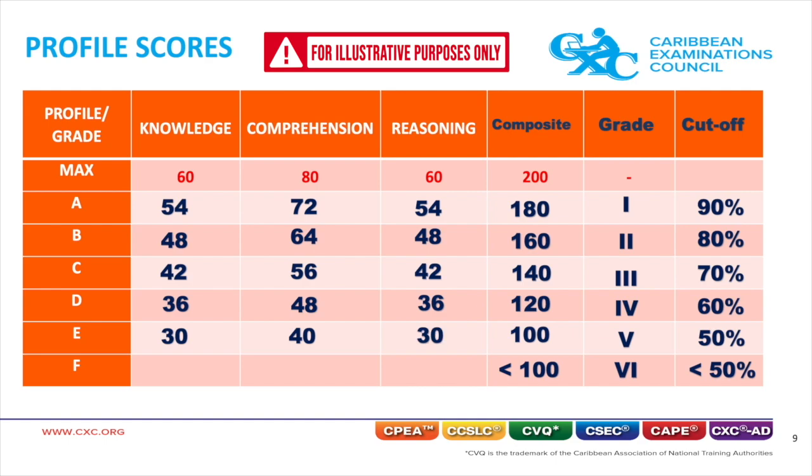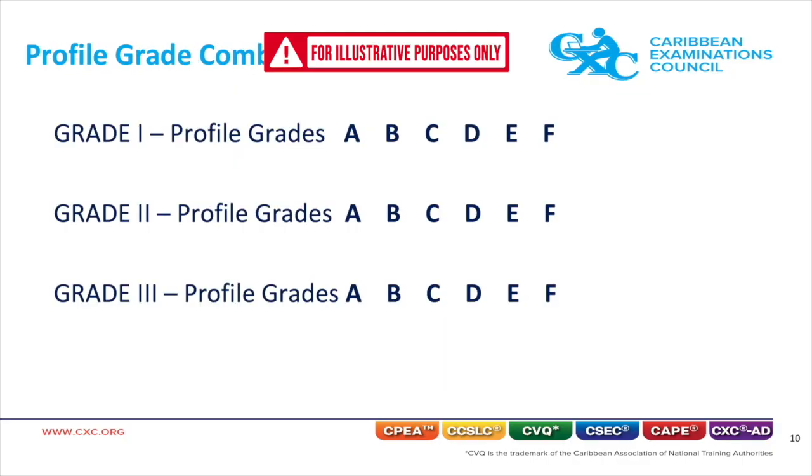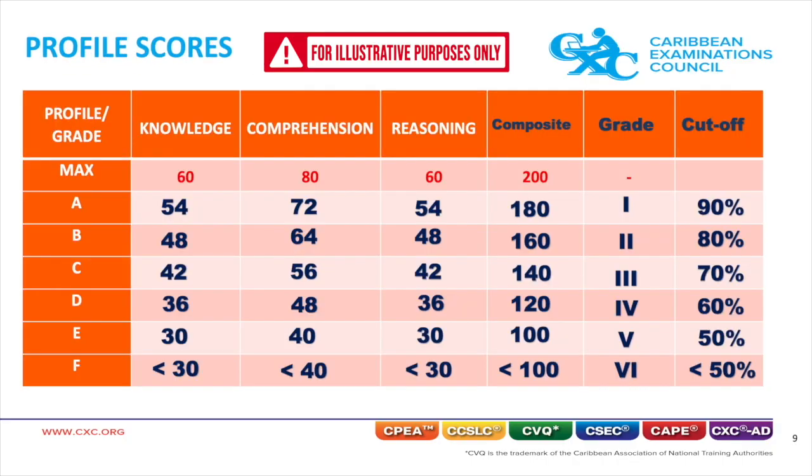So, from the table, the maximum or composite score for the subject is 200 marks. The maximum score for knowledge and reasoning is 60 marks. The maximum score for comprehension is 80 marks. Each profile has a letter grade A to F, as this is for a CSEC subject.